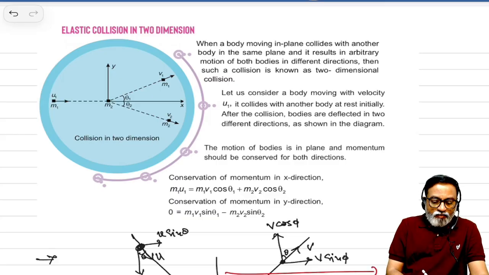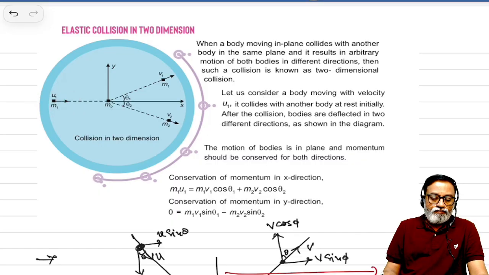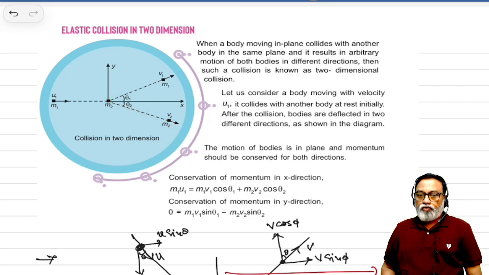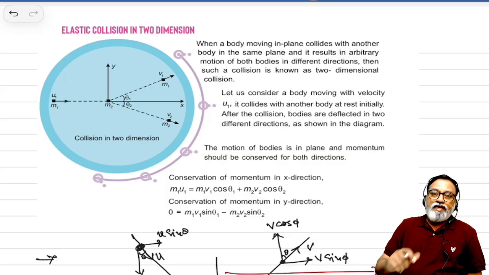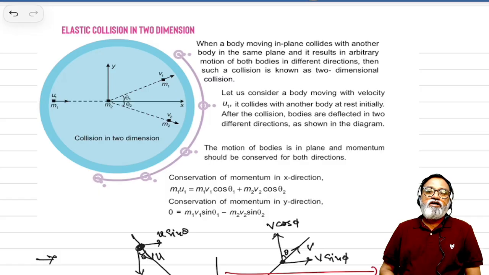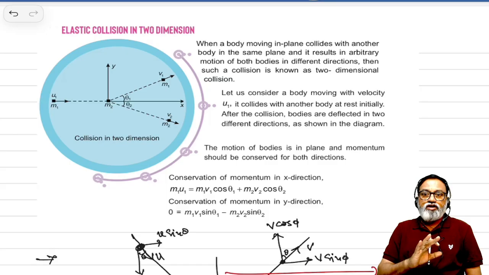See here, this is a body of mass m1 moving with velocity u1 and it collides with m2. After collision, m1 is moving in this direction and theta 1 is the angle made with the horizontal, and m2 is moving in this direction with velocity v2 making angle theta 2. In this type of problem, we have to apply the law of conservation of momentum along the x direction and y direction. And also we can apply the law of conservation of kinetic energy, but only for elastic collision, not for inelastic collision.